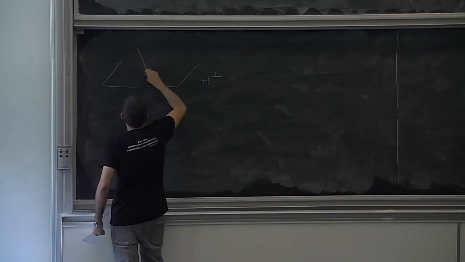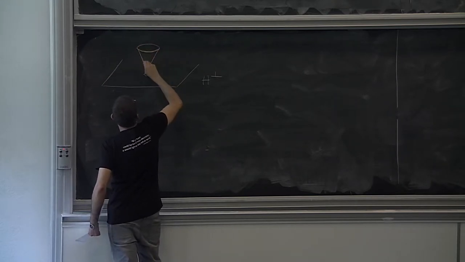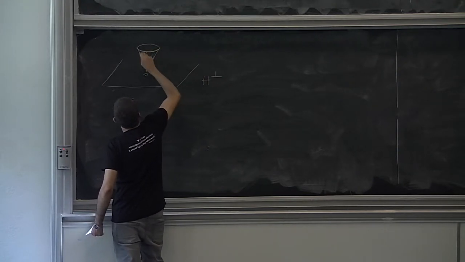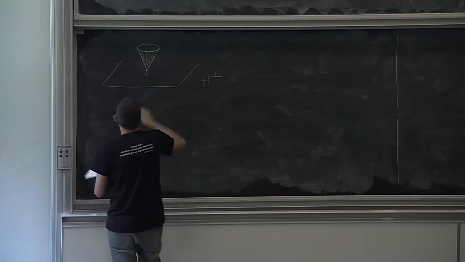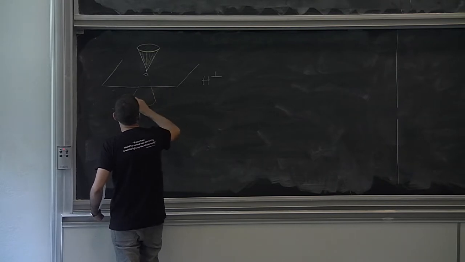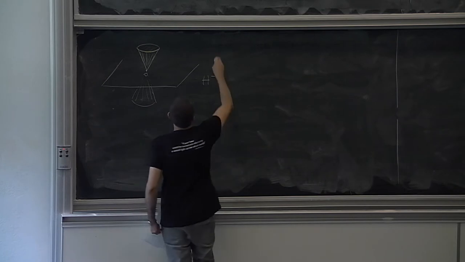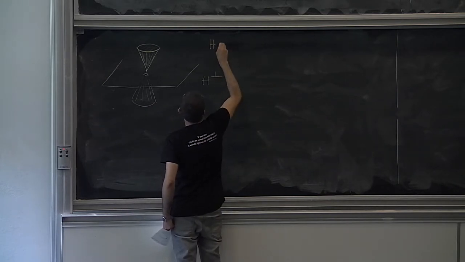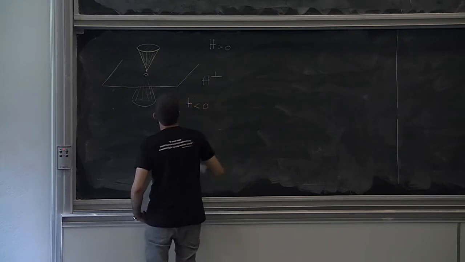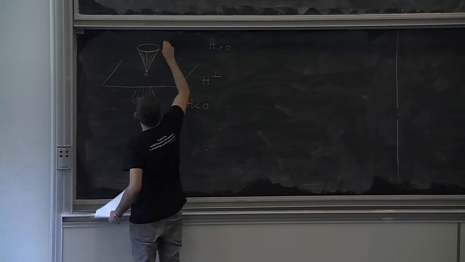There is a part lying here, and another part, which is here. Okay, so this is the half space where H is positive. This is the half space where H is negative. And this cone here corresponds exactly to the Mori cone.